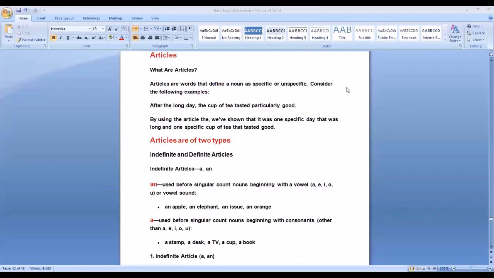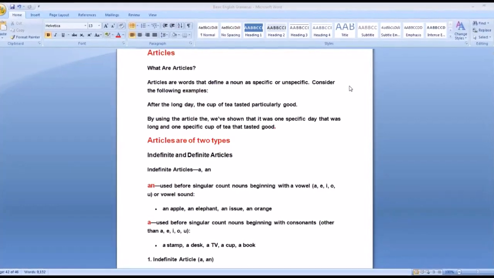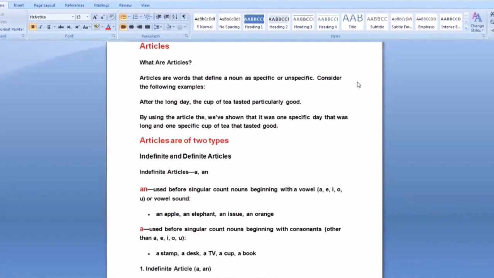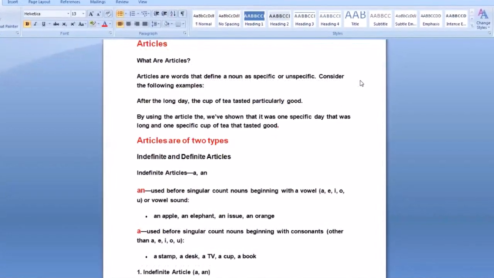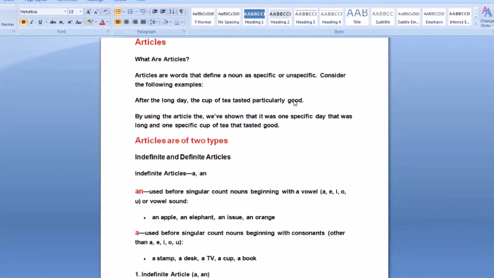Okay, today we will study articles. What are articles? Articles are words. They are not words exactly. We can call them letters that define a noun, is specific or unspecific. Now, we need to consider this example.